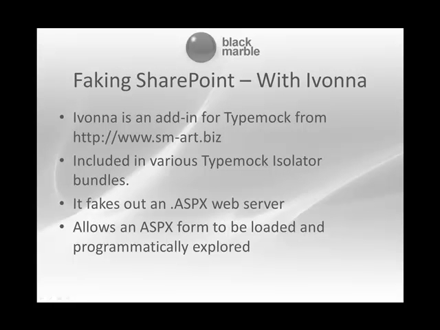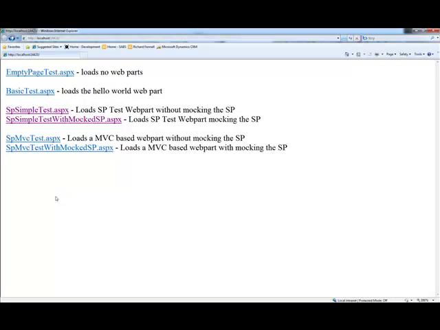A tool that can enable this is Ivonna. This is an add-in that's shipped as part of the Typemock Isolator package in various bundles, and what it effectively does, it's a pre-built set of libraries that allow you to fake out an ASP.NET server inside a unit test. So, what does that look like? How does it work?